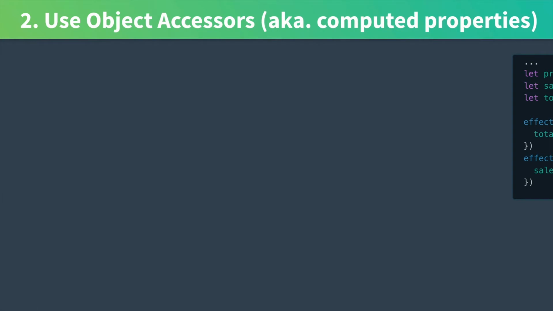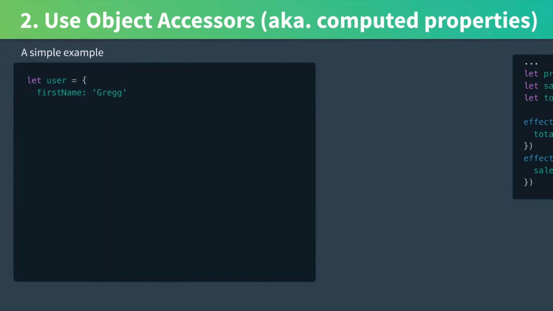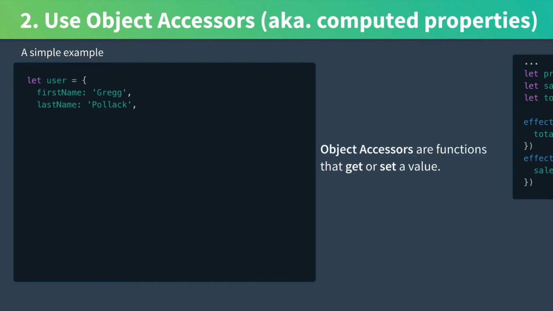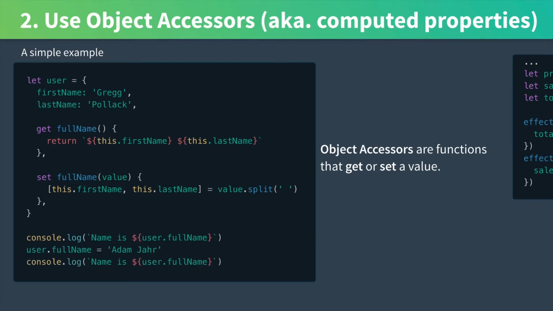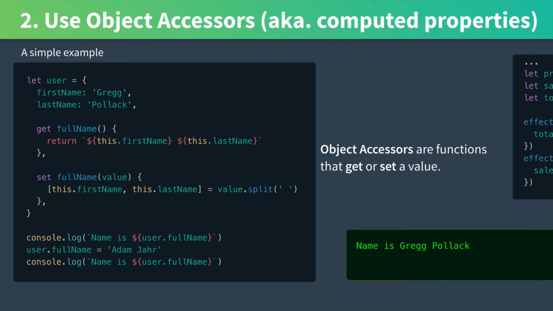Before we implement ref, let's take a look at a simple example. Here you can see I have our user with firstName and lastName. Object accessors are functions that get or set a value. So here we can declare a getter, fullName, which returns a string that combines the first name and last name. Then we'll declare a setter called fullName, which takes a value and splits it into two different strings, setting the first name and last name. Finally, we'll print out the full name, set it, and then print it out again. In the console, I would see name is Gregg Pollack, and then it would get set, and I would see name is Adam Jahr. This is properly using the getter and setter for fullName.